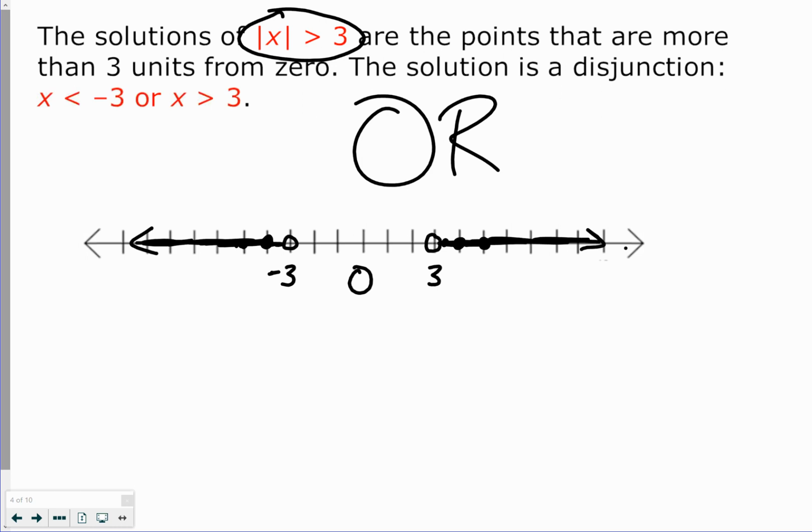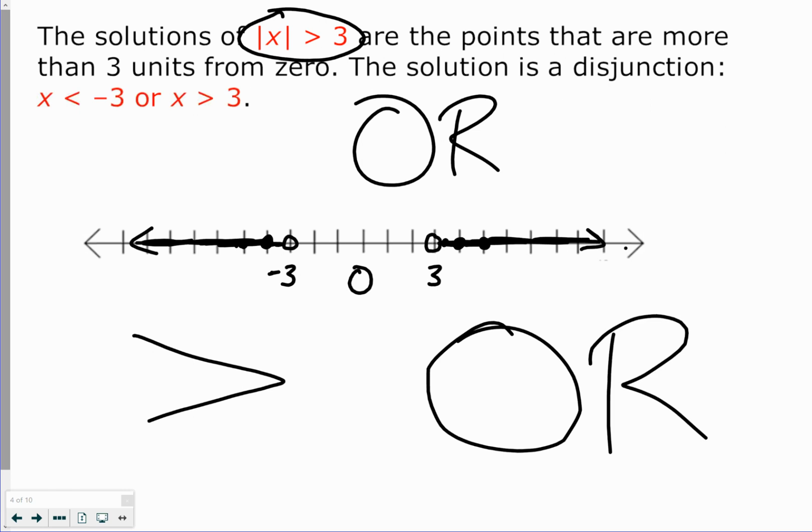Now, what if this had said greater than or equal to? Then these circles would have been filled in. That's the only difference. Okay, so anytime you see the symbol greater than, you're going to put or. So this one would be x is greater than 3 or x is less than negative 3.